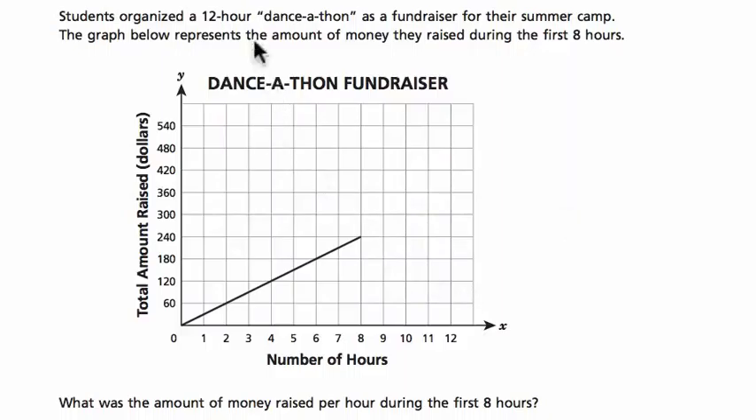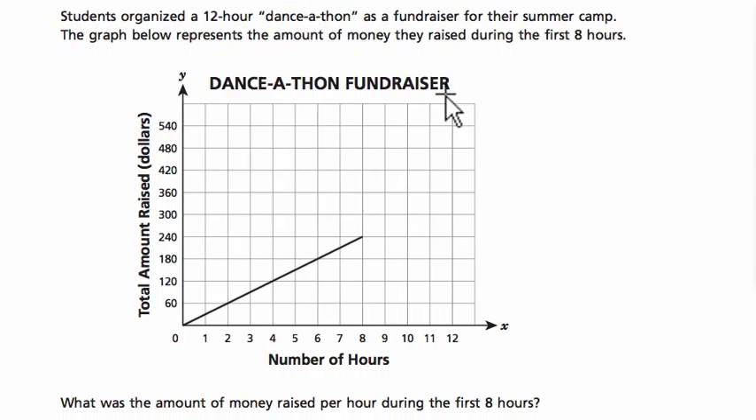Let's start by reading this question together. It says students organize a 12-hour dance-a-thon as a fundraiser for the summer camp. And the graph below represents the amount of money they raised during the first 8 hours. They want to know what was the amount of money raised per hour during the first 8 hours. So they want to know per hour, right? They want to know what kind of unit rate here.